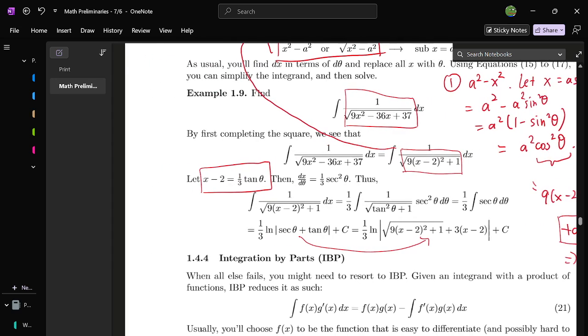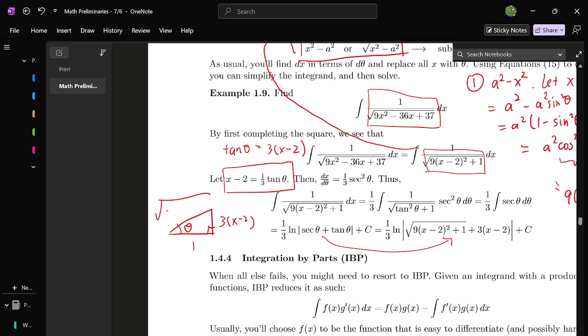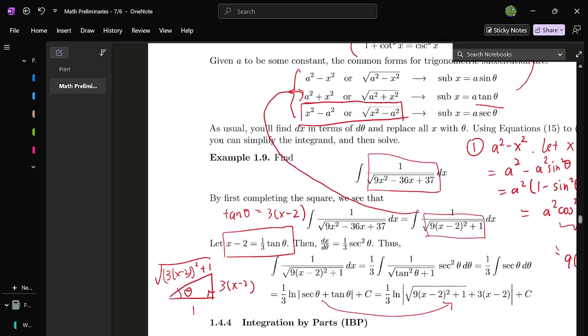So to substitute back in theta, sometimes it might be helpful to draw a right triangle with your theta. So in this case, tangent theta equals 3 times x minus 2. So we have this triangle, and from there you can find your secant theta and tangent theta and substitute it back. So that shows you how to integrate using trigonometric substitution.